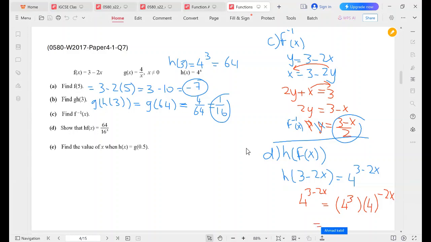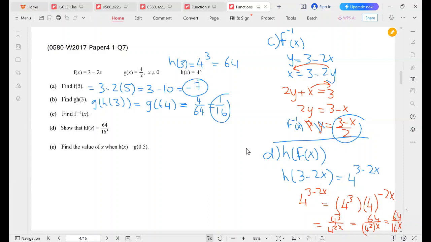This is the same as 4 power 3 divided by 4 power 2x. This is the same as 64 divided by 4 power 2, all power x, which is 64 over 16 power x. And we have shown what they want for question D.